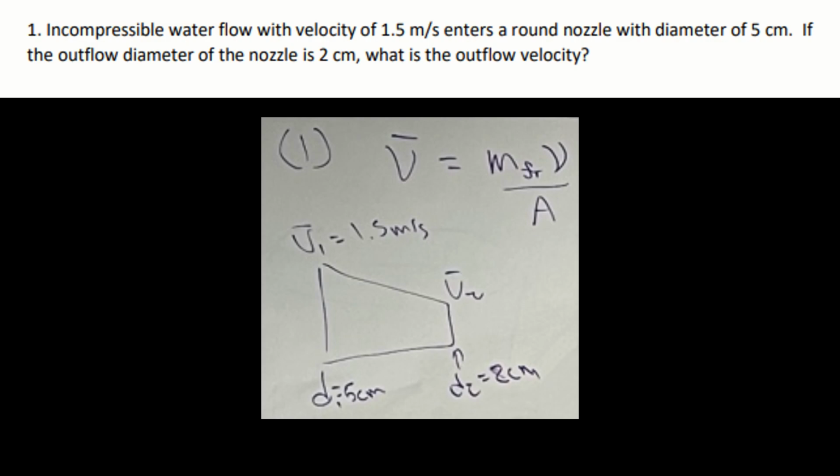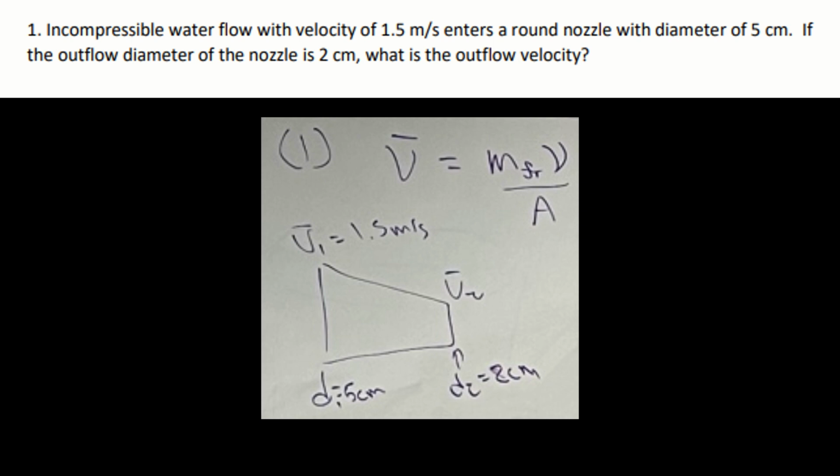Now, for question 1, an incompressible water flow with a velocity of 1.5 meters per second enters a round circular nozzle with a diameter of 5 centimeters. If the outflow diameter of the nozzle is 2 centimeters, what is the outflow velocity?